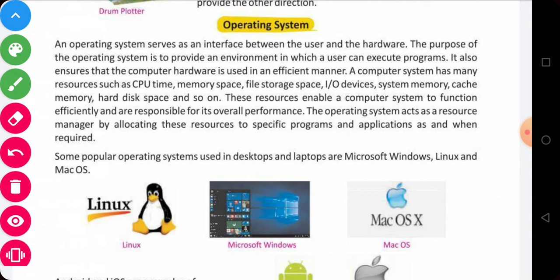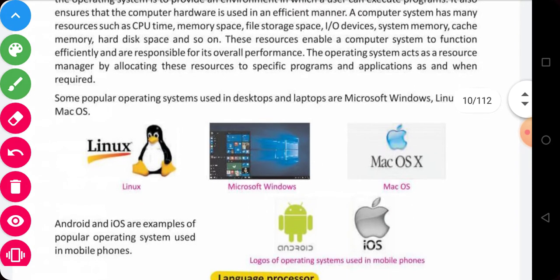Also, it is the duty of the operating system to always check the various hardware parts so that they work efficiently and time-manageably. The resources that enable a computer system to function efficiently and responsibly all come under the category of operating system.